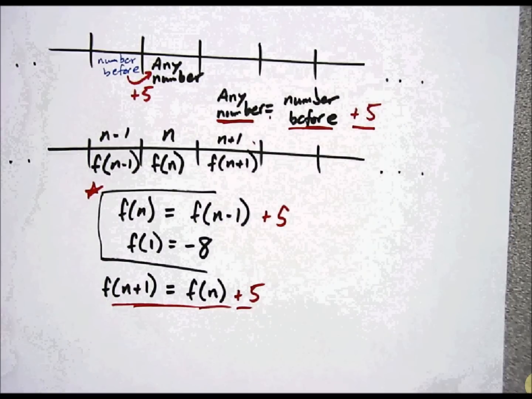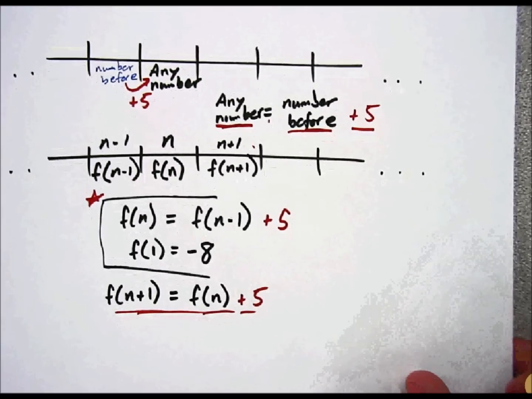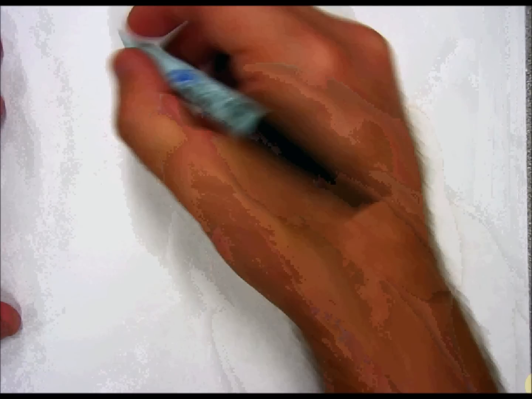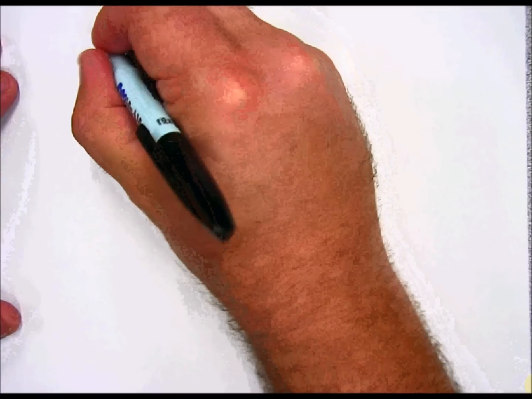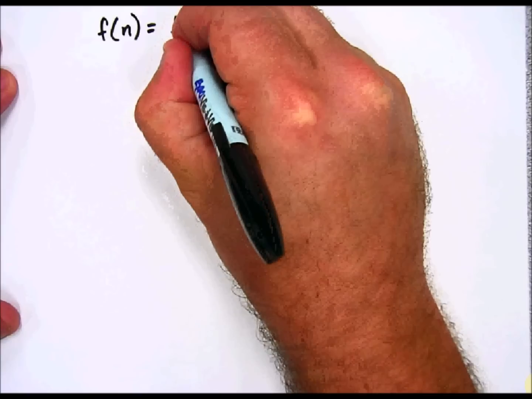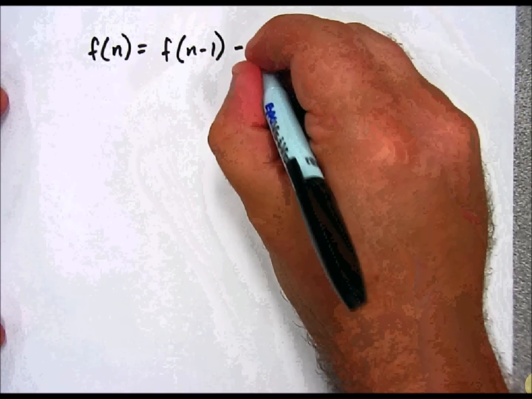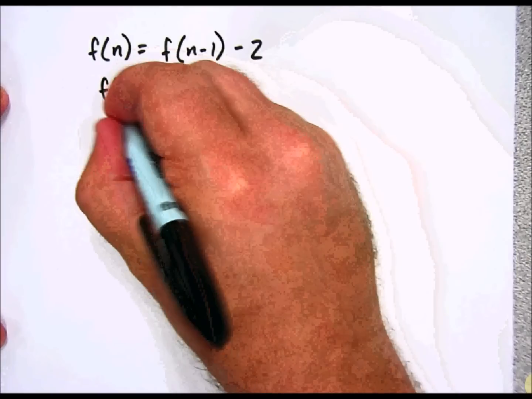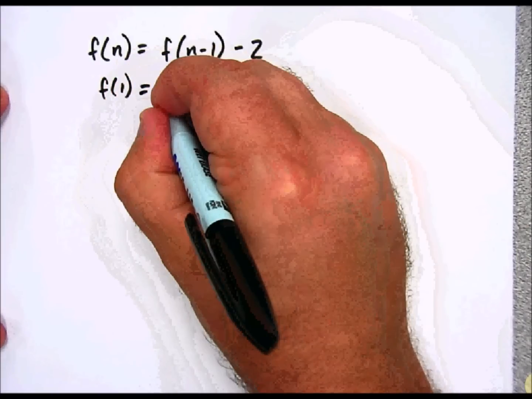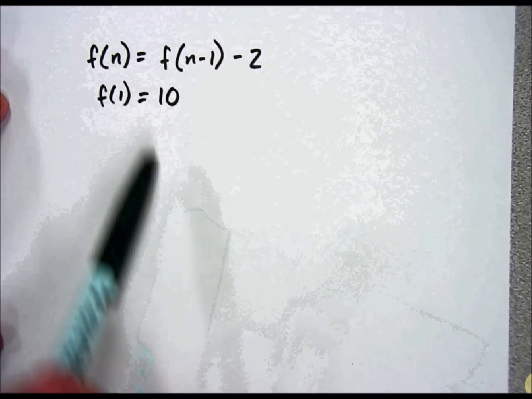Now, let's say I gave you a rule. Let's see if we can find the sequence that works for that rule. So just as an example, let's say I had this recursive rule, f of n equals f of n minus 1 minus 2, and let's say f of 1 was 10. Well, can I write a sequence to match this?